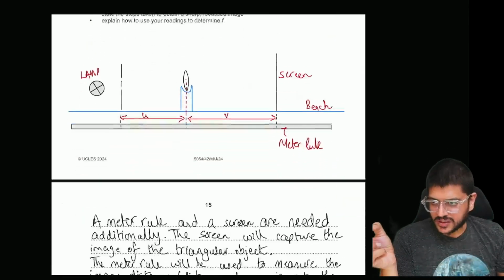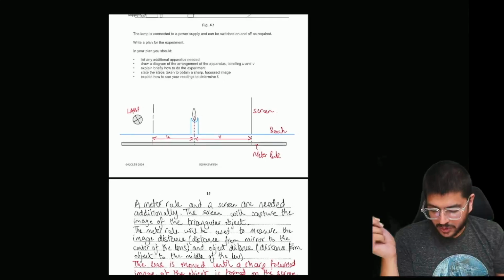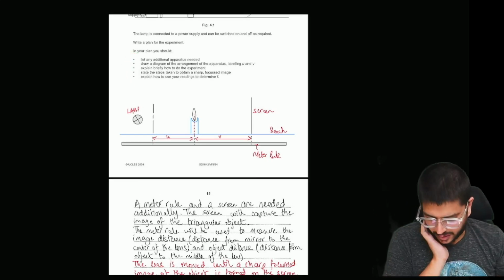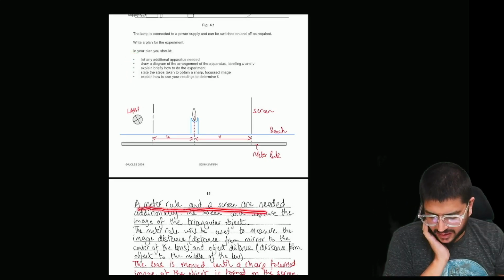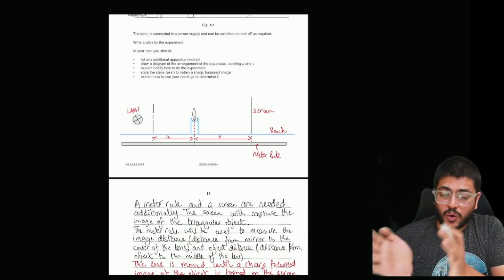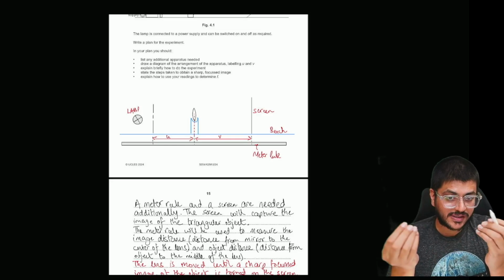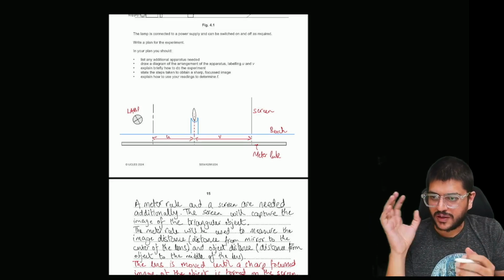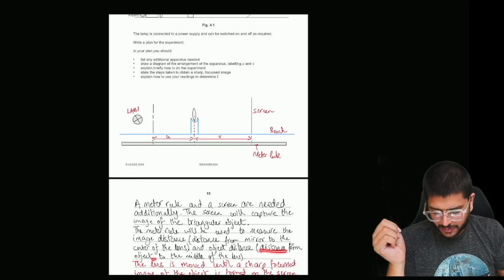So what I'll do is I'll answer these questions and I'll get full credit, inshallah. A meter rule and a screen are needed additionally. The screen will capture the image of the triangular object. The meter rule will be used to measure the image distance, which is V, the distance from the screen to the center of the lens. I could have written V as well over here. And the object distance, you have to explain, because they did not explain what is object distance and what is image distance. They just said that you have to measure U and V. So you're explaining a distance from the object to the middle of the lens.